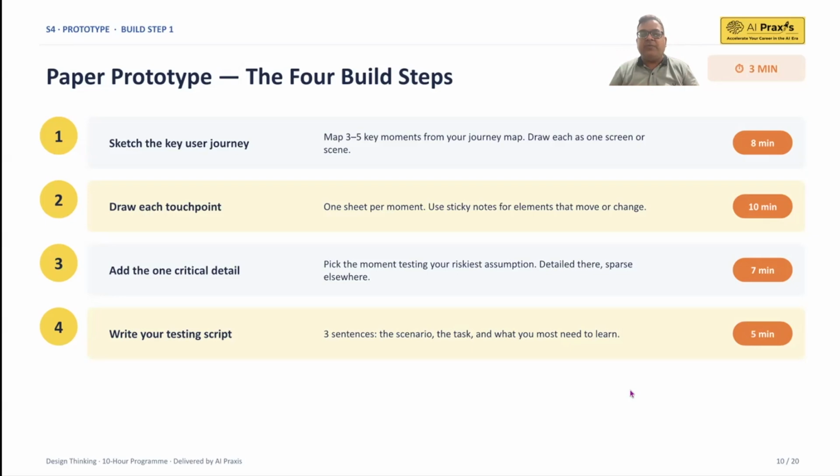Use one sheet of paper for each moment. If buttons, let's say messages or option changes, use a sticky note. So you can actually replace them very quickly during testing instead of redrawing the entire page. This flexibility is one of the biggest advantages of paper prototyping.